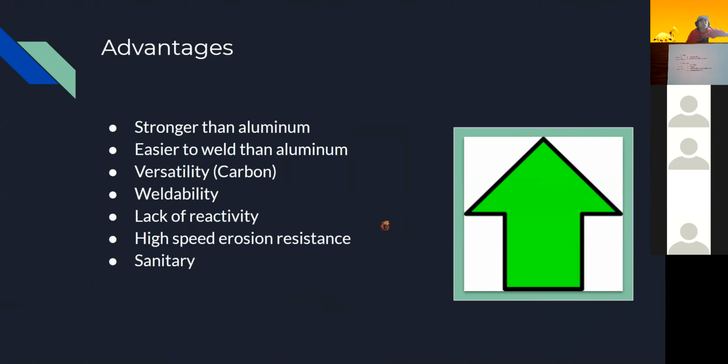Some advantages of steel piping would be that it is stronger than aluminum. It is easier to weld than aluminum. There is a lot of versatility as opposed to carbon steel pipes. The weldability is, again, greater than aluminum, and they're very easy to weld. There's a lack of chemical reactivity, so they won't react with other steel pipes or different elements. And there's high speed erosion resistance. So if there is liquid going through the pipe very quickly, it won't erode, because that's just something that comes with steel pipes. And they are very sanitary.